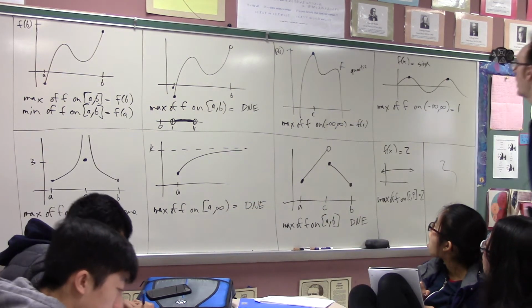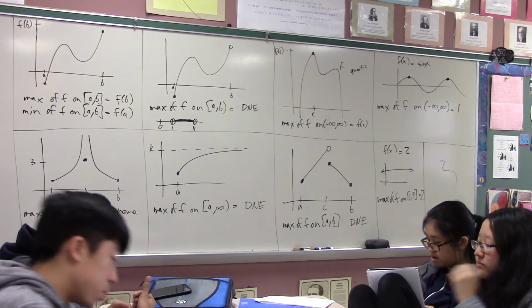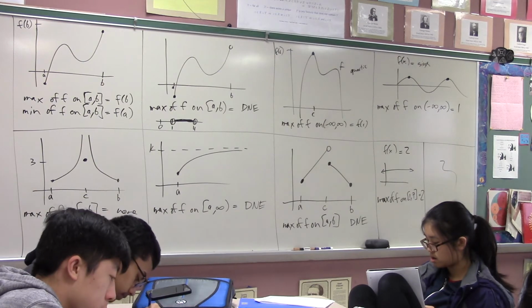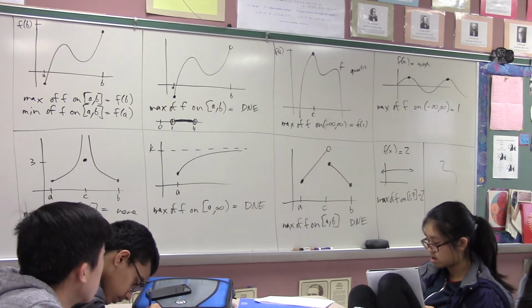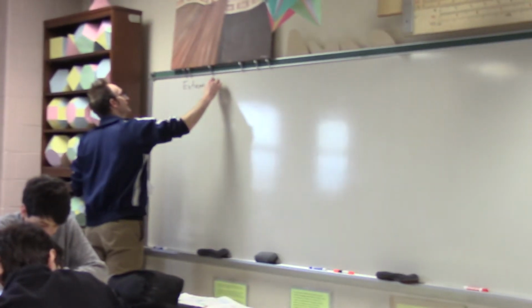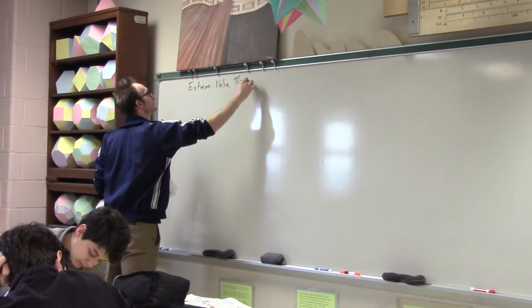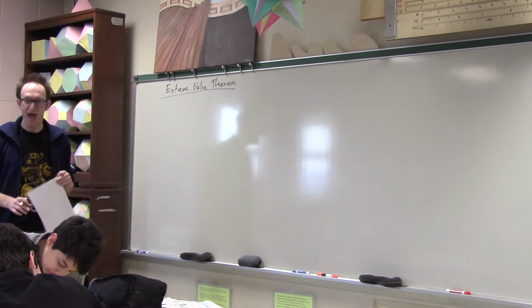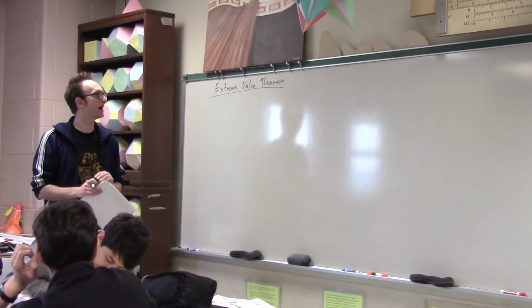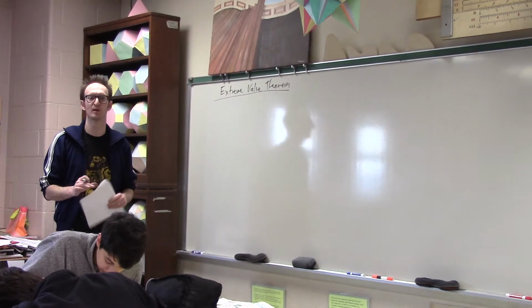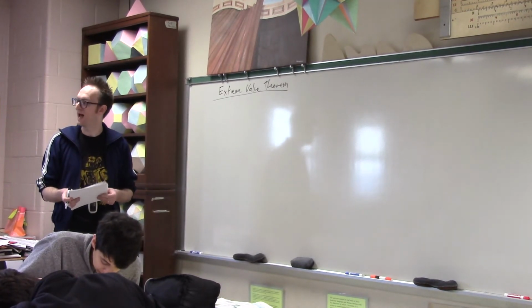All right, so in fact, those are exactly the two key features. And so we have a theorem. This theorem is called the extreme value theorem. That's pretty extreme. Yeah, the extreme value theorem says that if I have a function which is continuous on a closed interval, then this function will have a maximum.